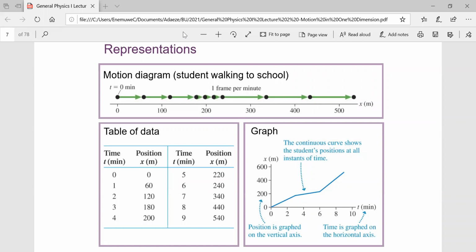Can you hear me? Yes. And can you see my screen? Yes. Okay, good, thank you.